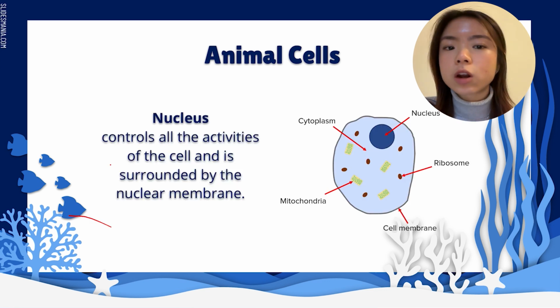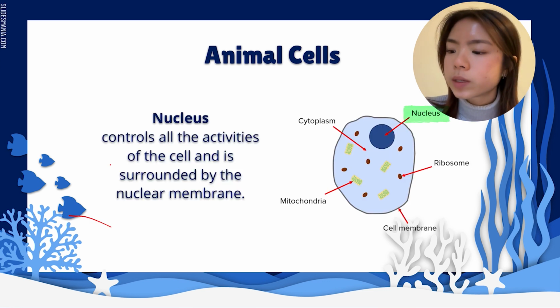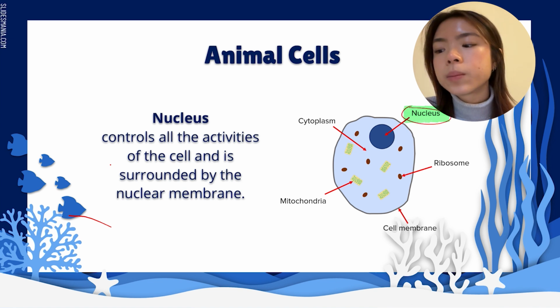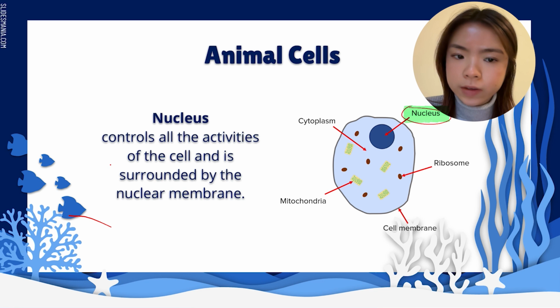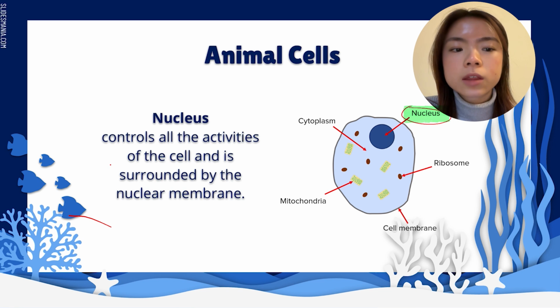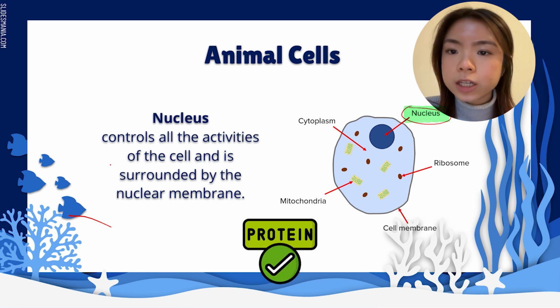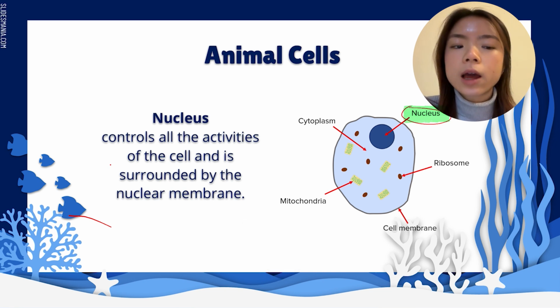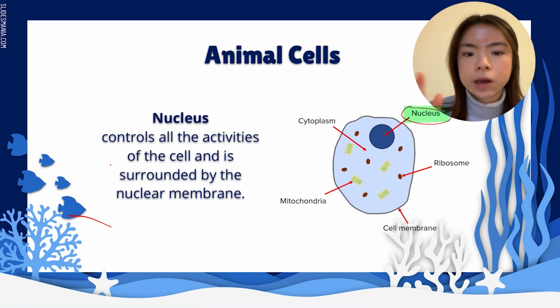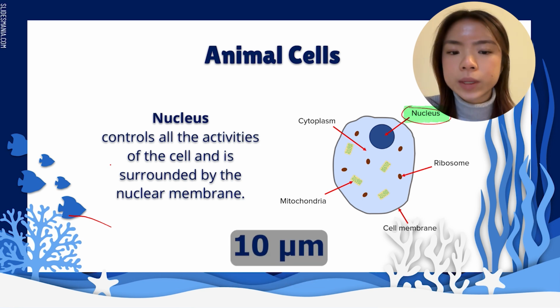So firstly, let's start off with the nucleus. The nucleus you can see here is the blue round circle, and this controls the activity of the cell, and it's surrounded by the nuclear membrane. Inside it contains the genes on the chromosomes that carry instructions for making proteins. And these proteins are needed to build new cells or new organisms. On average, their diameter, so how big they are, is about 10 micrometers.